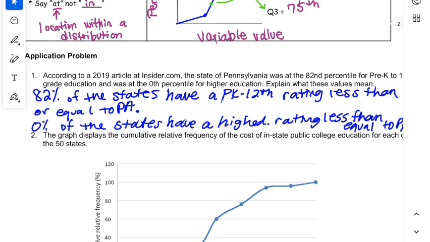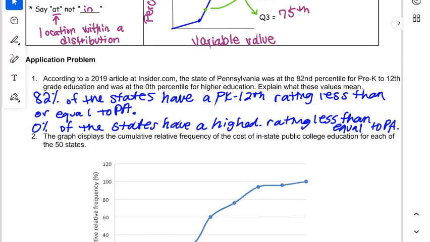Okay, and then the 0% means that 0% of the states have a higher ed rating less than or equal to Pennsylvania. So Pennsylvania is the same or higher than 0%. So are we always going to be writing less than or equal to for those sorts of questions? Yes, percentile describes where they're at in relation to others. So if I'm at the 60th percentile, then I am the same or greater than the others. So that means that the rest of them are at or below my score.